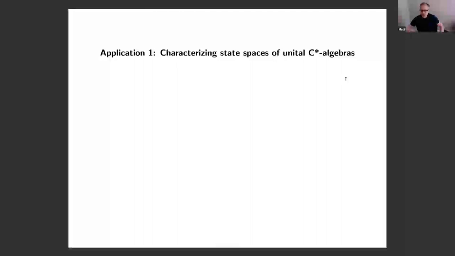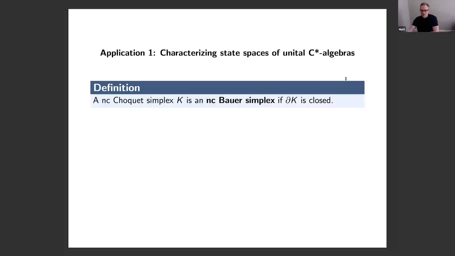So now I want to talk about non-commutative analogs of these applications I mentioned at the beginning of my talk. I want to give a characterization of the state space of a unital C-star algebra without requiring commutativity. It turns out that the right object to work with, rather than the state space, is the NC state space. And there we get a nice characterization of NC state spaces which correspond to C-star algebras.